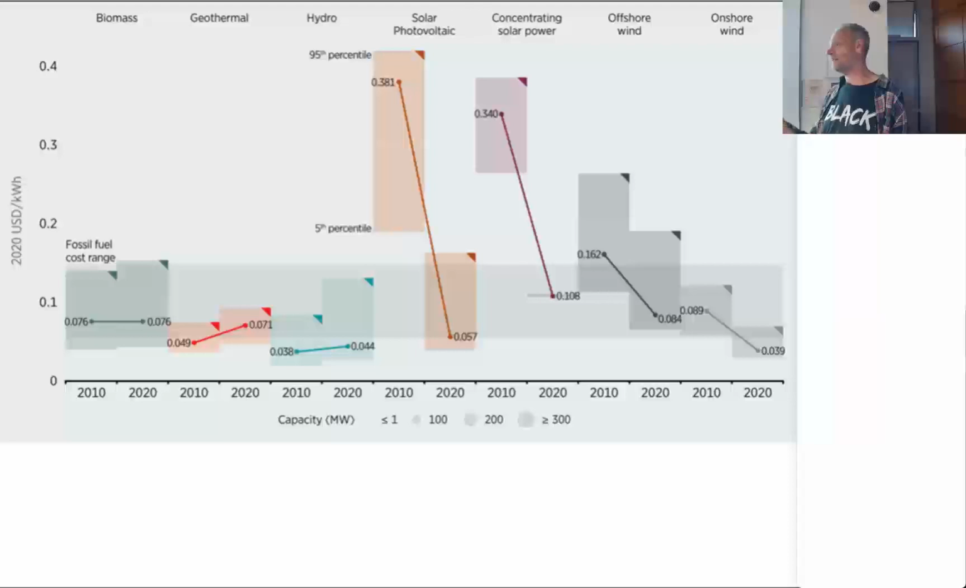Friends in China tell me that the only reason that they're still building coal-fired power plants is because of political influence and lobbying, not because the economics make any sense. Right?